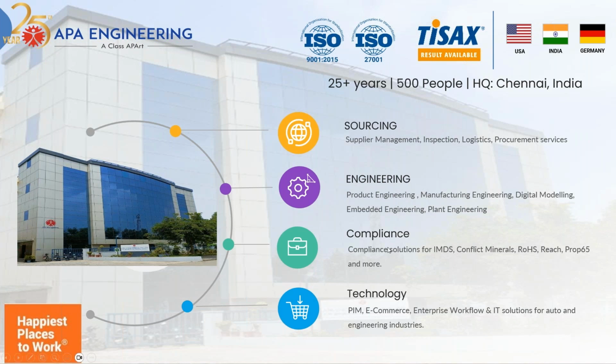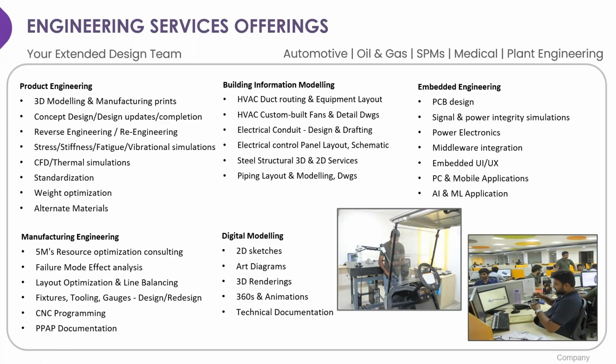So moving on to our engineering division. Our engineering division is a 70-member team comprising mechanical, electrical, and electronics engineers. And our service categories can be classified into five verticals, which are product engineering, manufacturing engineering, building information modeling, digital modeling, and embedded engineering.